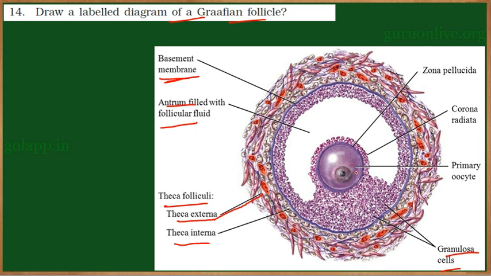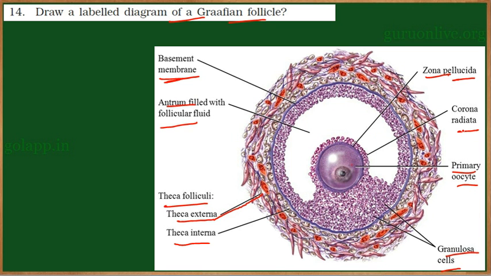The middle cell is the primary oocyte. Now some cells which are surrounding this primary oocyte are called corona radiata. They are nothing but the granulosa cells. And inside the corona radiata there is one protective layer which is called zona pellucida, which is secreted by the granulosa cell. So when we are drawing the diagram of Graafian follicle, these structures should be included.